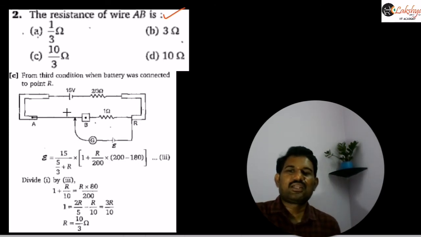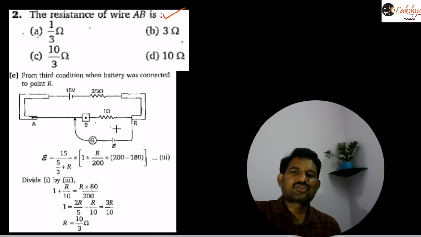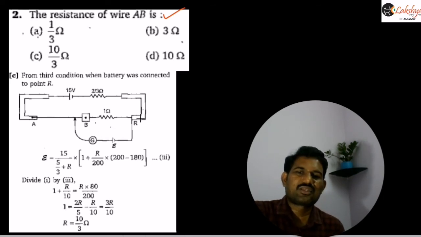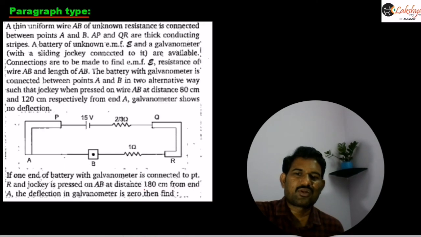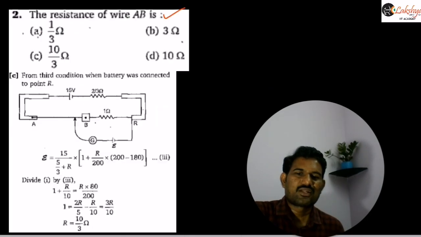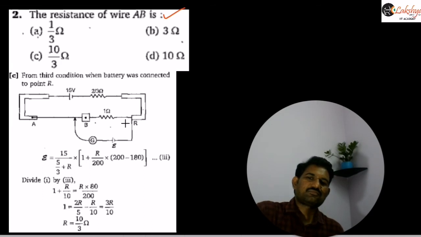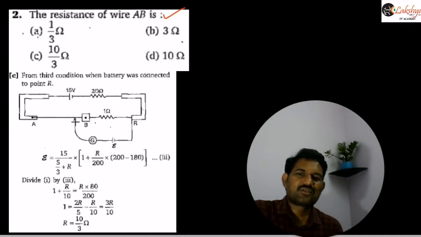And now let us write this, another condition is given for us. The other condition is when the battery is connected to the point R, then again the balancing length is given here. That balancing length, you can observe here, is 180 centimeters. So now let us write the equation for this. When it is connected across the 180 centimeters you are getting, this length is 180 centimeters here.